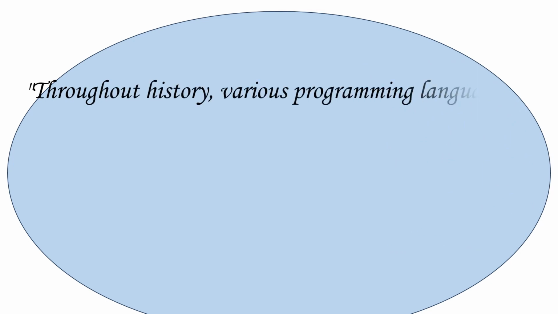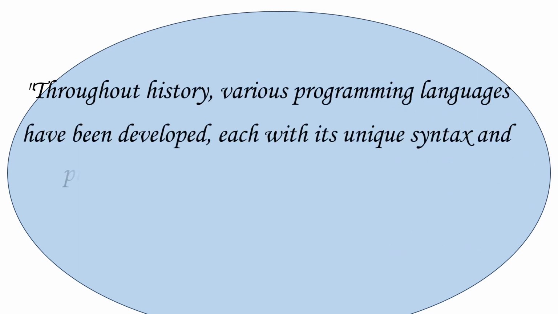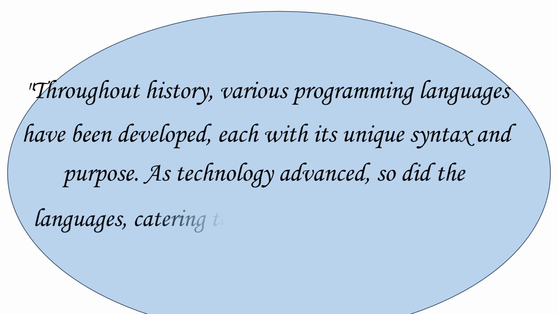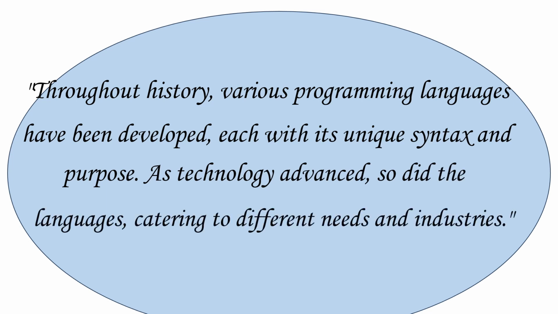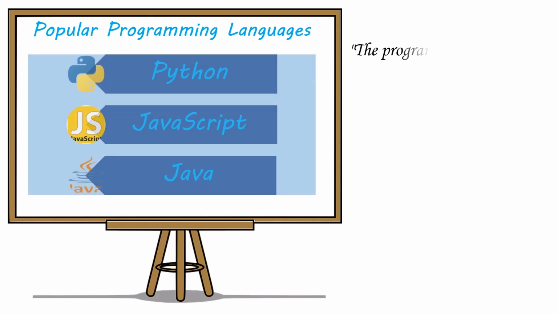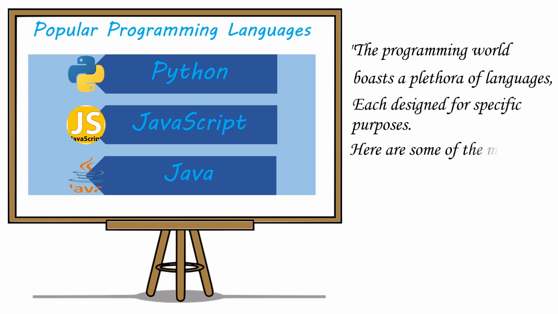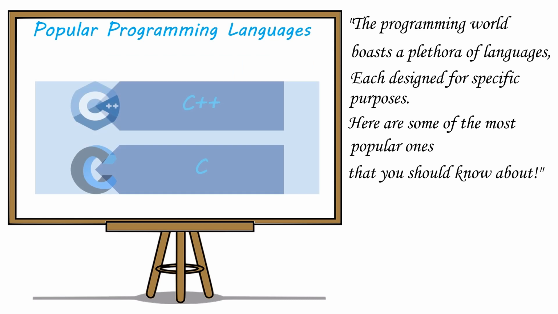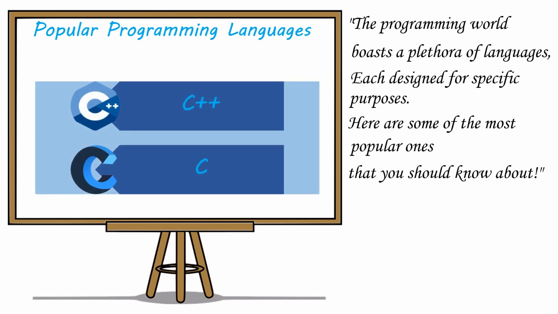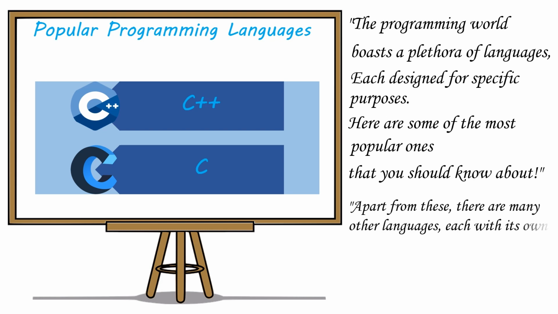Throughout history, various programming languages have been developed, each with its unique syntax and purpose. As technology advanced, so did the languages, catering to different needs and industries. The programming world boasts a plethora of languages, each designed for specific purposes. Here are some of the most popular ones that you should know about. Apart from these, there are many other languages, each with its own strengths and communities driving innovation across the tech landscape.